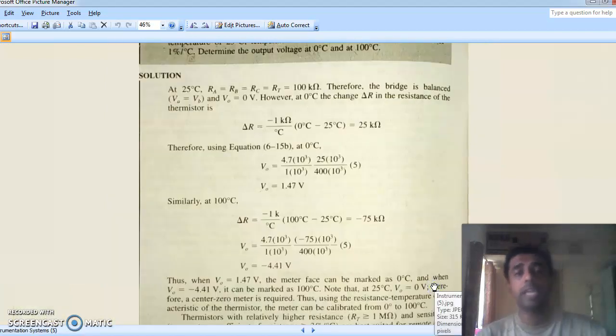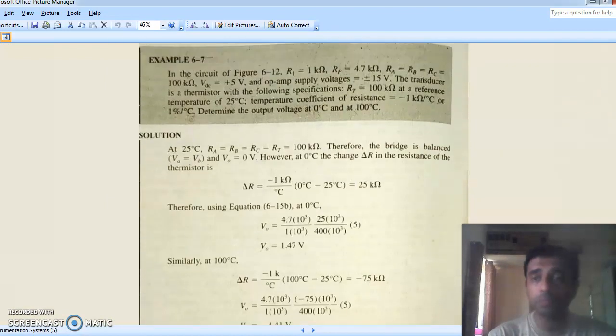This is a case of a temperature transducer where we have these conditions. Under balance condition, we have RA, RB and RC equal to 100 ohms, and VDC is taken as 5 volt, R1 is taken as 1 kilo ohm, RF is taken as 4.7 kilo ohm. Just refer to the figure I have shown. The supply voltages of the op amps are plus or minus 15, and the transducer used is a thermistor, with RT equal to 100 kilo ohm at the reference temperature. The reference temperature is fixed as 25 degrees Celsius, my ambient temperature, where I have my bridge in balance condition.